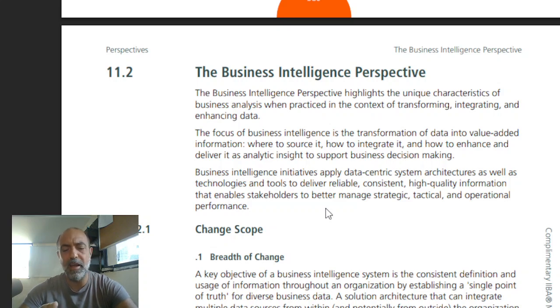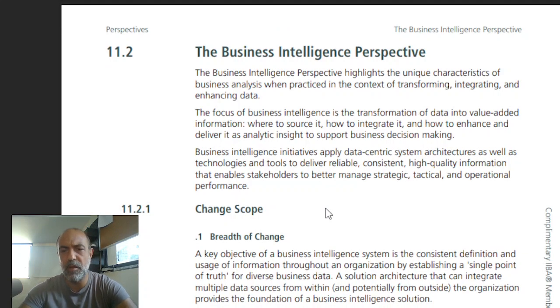It highlights the characteristics of business analysis when practiced in the context of transforming, integrating, and enhancing data. As in, when you take something and you translate it into something else, that's where intelligence kicks in, correct? The focus on business intelligence is the transformation of data into value-added information: where to source it, how to integrate it, and how to enhance and deliver the analytic insight to support business decision-making.